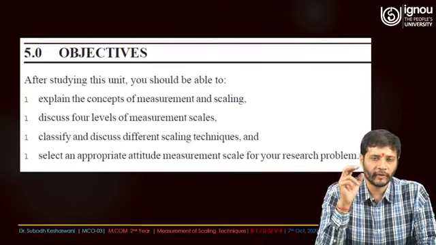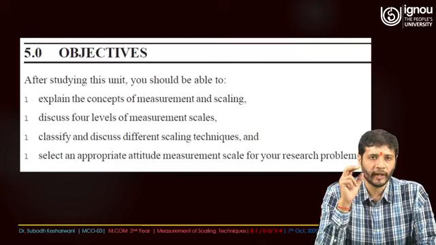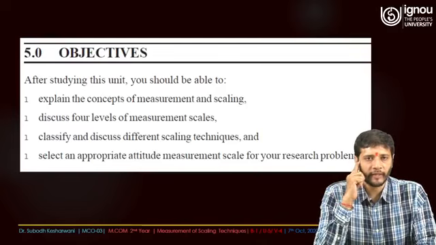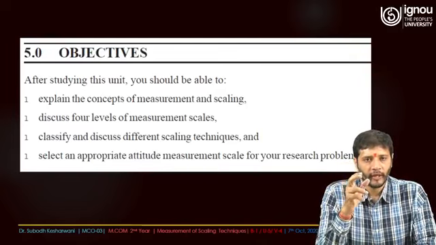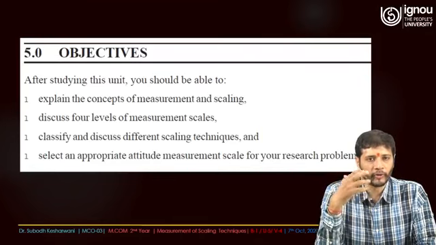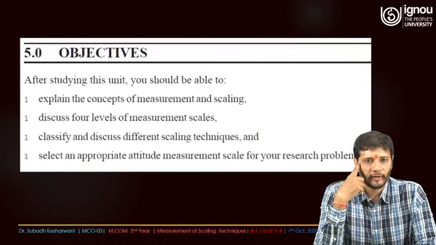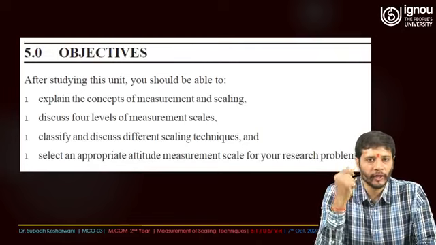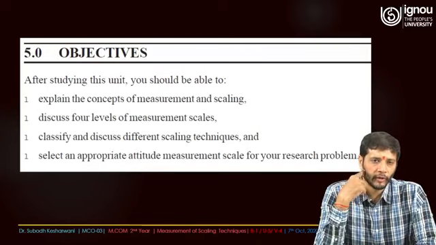So there are certain objectives when you are going to study this unit. The first objective is to explain the concepts of measurement and scaling, because measurement and scaling are very interrelated words, and when you are going to measure anything, you require certain scales. It could be the parameters by which you are going to measure the thing. We will talk about all those things in a more elaborate manner and discuss 4 levels of measurement scales. There are generally 4 levels of measurement scales: ratio, ordinal, nominal. We will throw light on that also, and classify and discuss different scaling techniques.